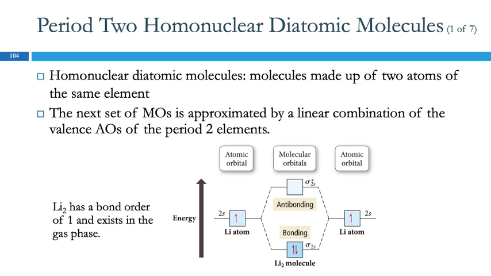So the bond order would be, I have 2 electrons in bonding orbitals, and how many in the anti-bonding? 0. And I'm going to take that and divide it by 2, and that gives me a bond order of 1. This actually does exist in the gas phase.